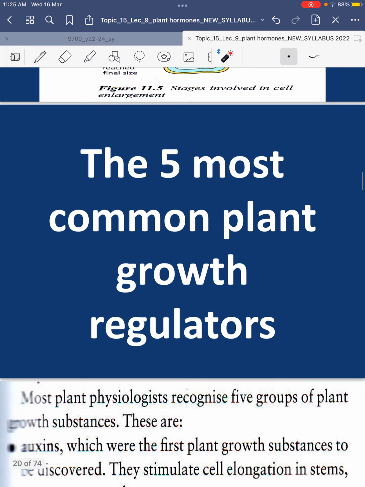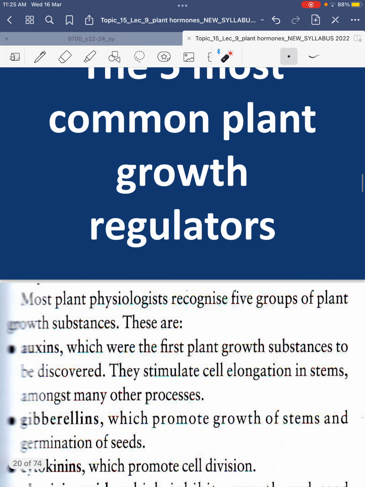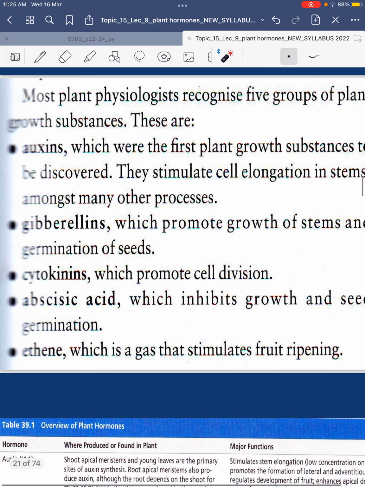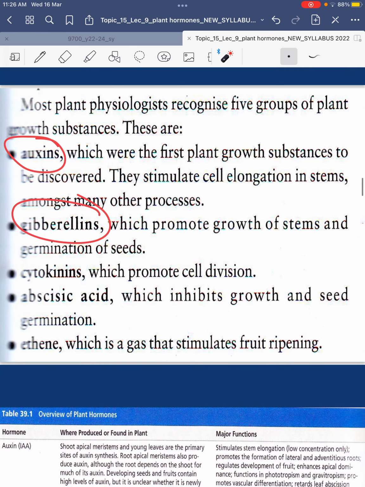Right. Let me just tell you the 5 most common plant growth regulators. It's a pity that your syllabus is only auxin and gibberellins, and even then, you're not going to learn all of the functions of auxin and gibberellins. According to your syllabus, for auxin you're only required to learn elongation, how plants elongate, and for gibberellins, it's only for germination, how seeds germinate.